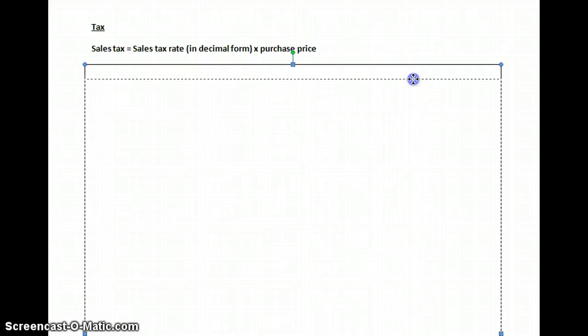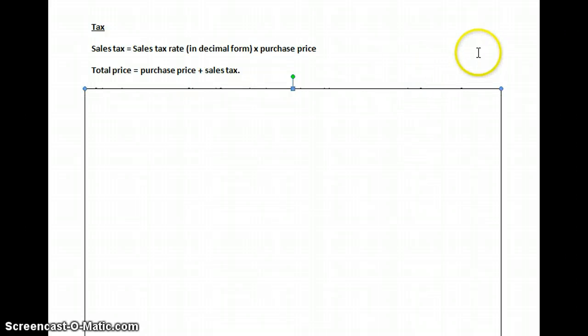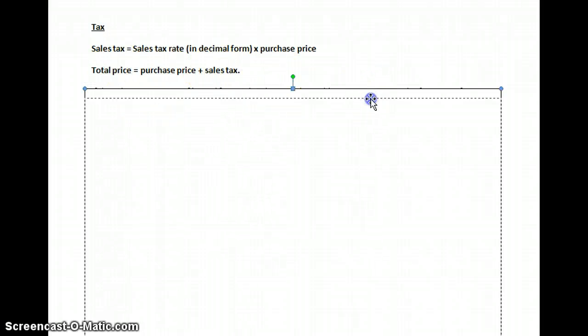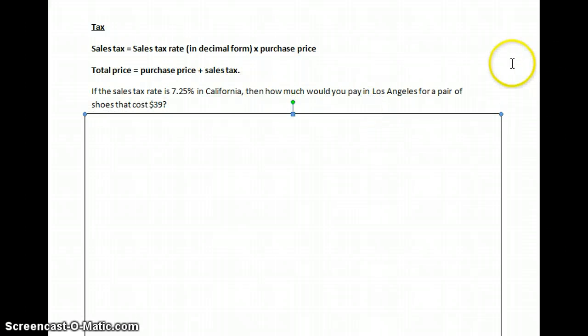Now, if you're asked to find the total price after sales tax, you would first have to figure out the tax. Then you have the purchase price plus the sales tax. Let's take an example that would most likely be in a small word problem. If the sales tax rate is 7.25% in California, then how much would you pay in Los Angeles for a pair of shoes that cost $39?